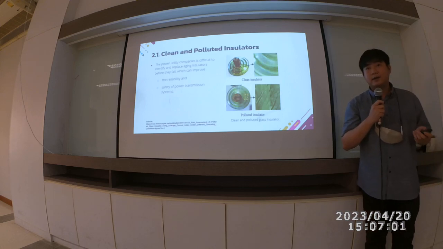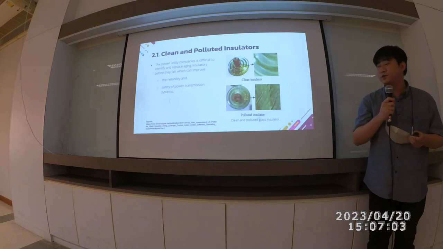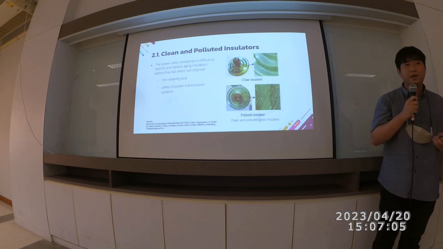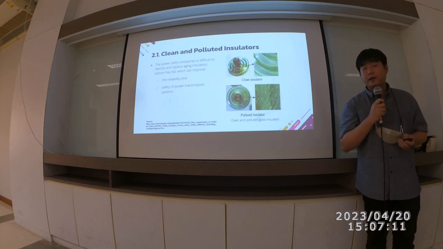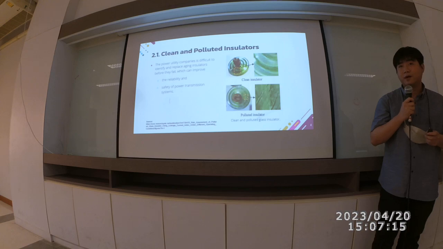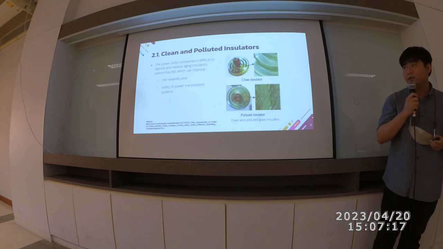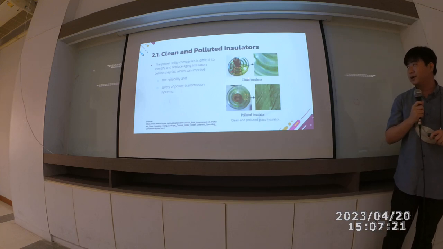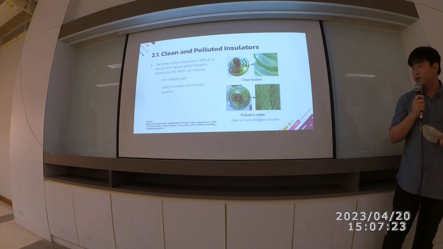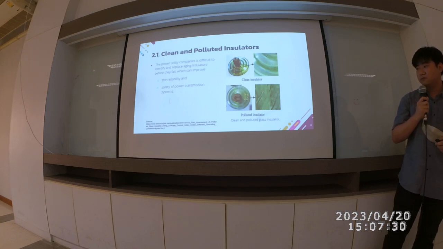So once again, if the power utility can identify or replace the damaged or polluted insulator in time, it can improve the reliability of the power system as well as the safety of the power transmission system during the maintenance. So this is an example of the clean insulator and the polluted insulator. You can see that the polluted insulator has a crack on its surface.